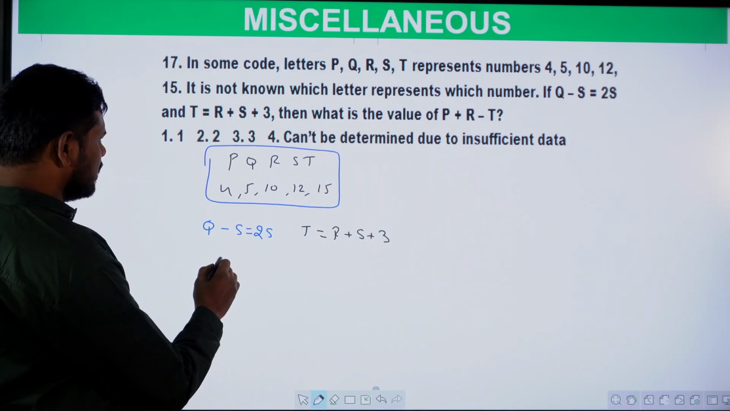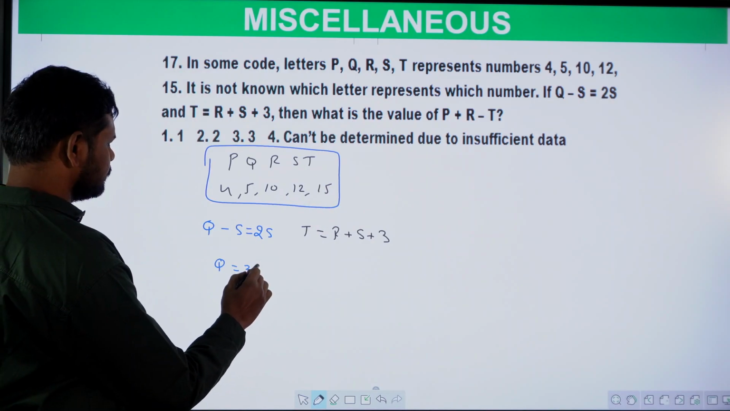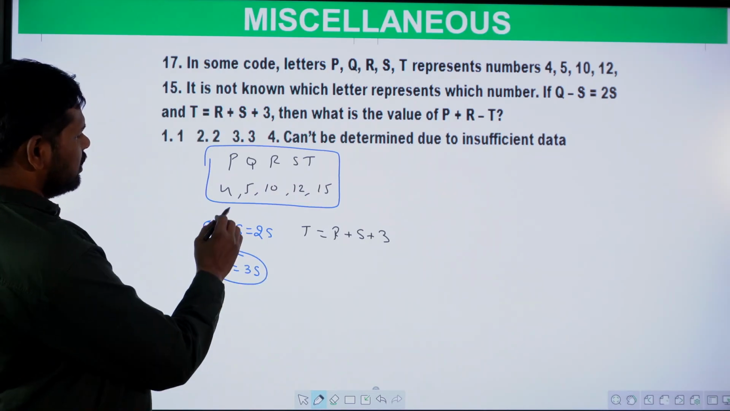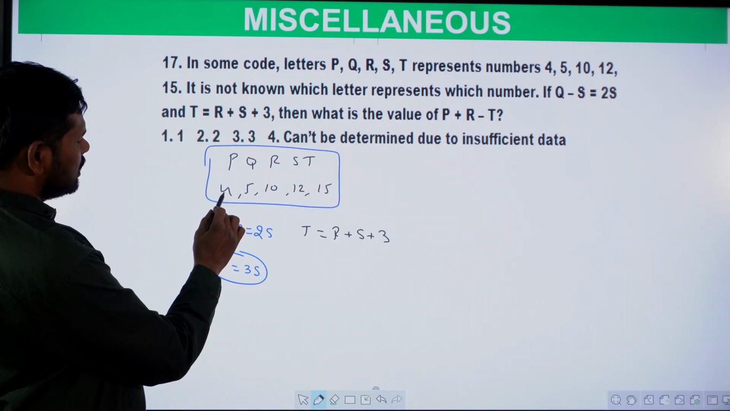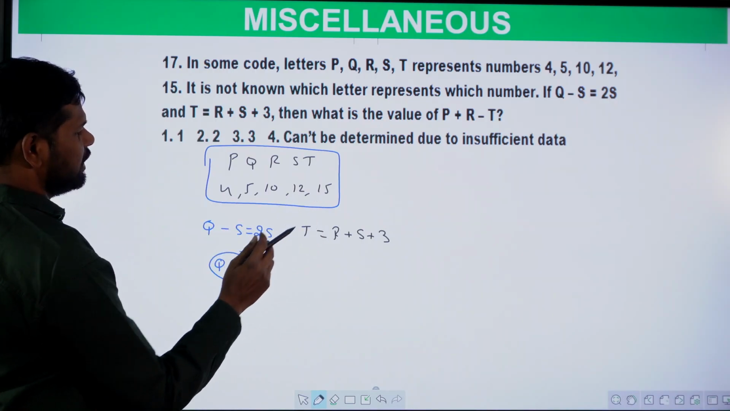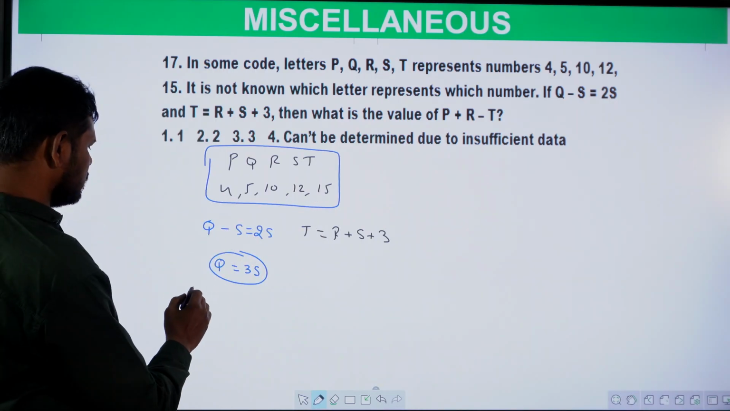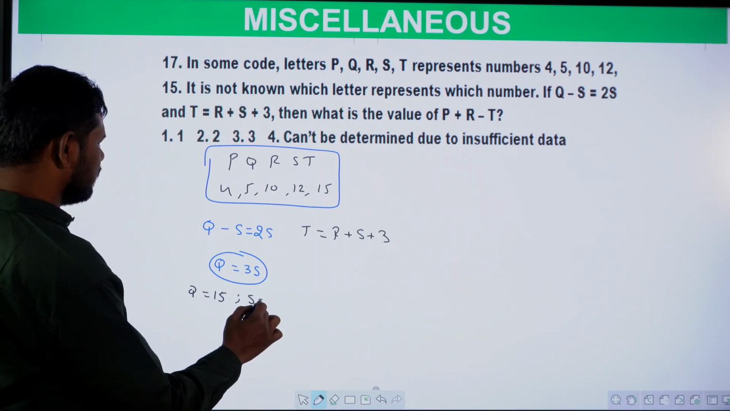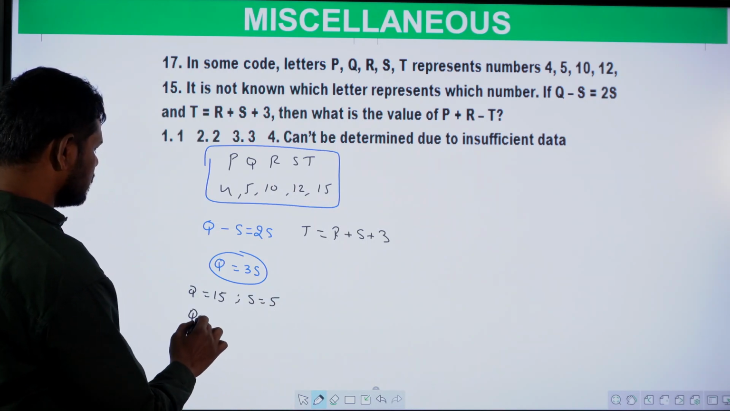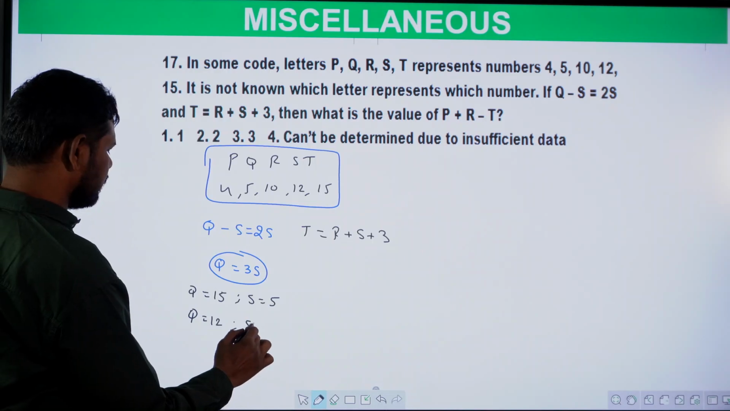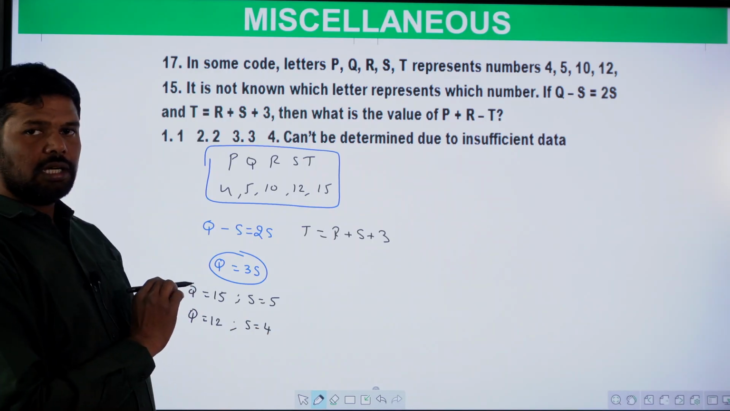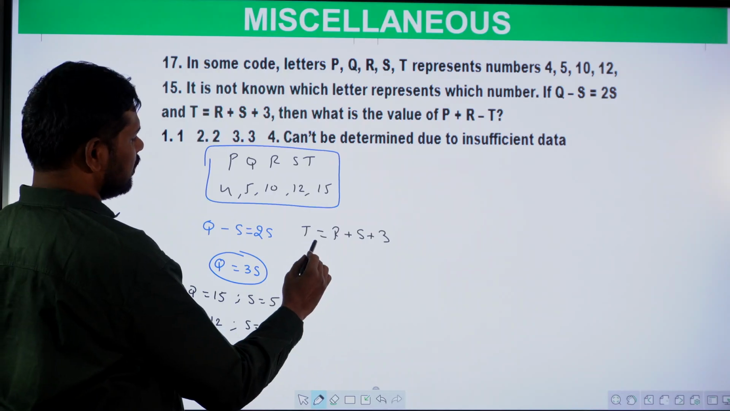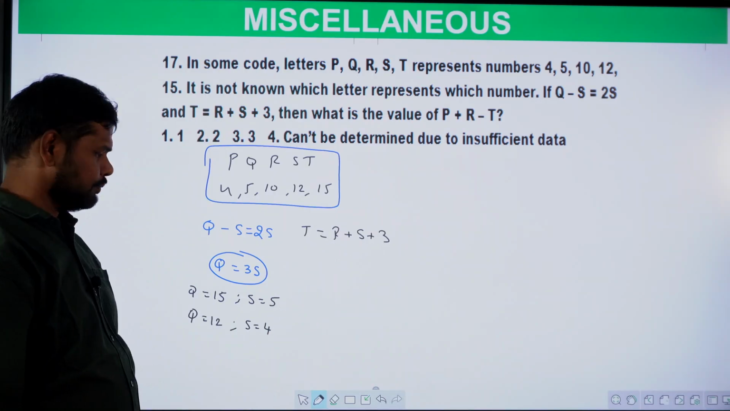Q minus S equals 2S means Q equals 3 times S. That's clear. So just observe the multiples of 3. What are the possibilities? 4 times 3 is 12, 5 times 3 is 15. Two choices are there. If Q equals 15, S equals 5. If Q equals 12, S equals 4. These are the different cases. And one more condition is there: T equals R plus S plus 3.